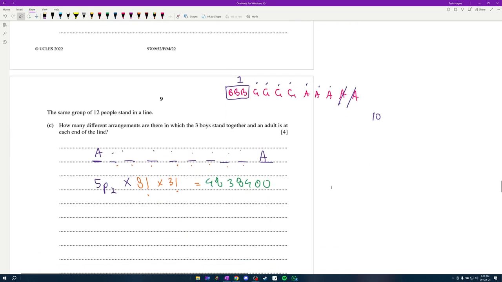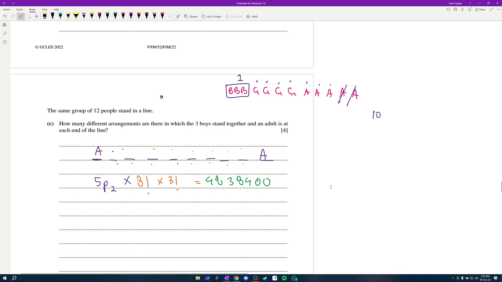Let's move on. Now the same groups stand in a line. Whenever you see a line, like as you associate teams with combinations, you should consider that it might be permutations. How many different arrangements are there in which the 3 boys stand together and an adult is at the end of the line? So what did I teach you?